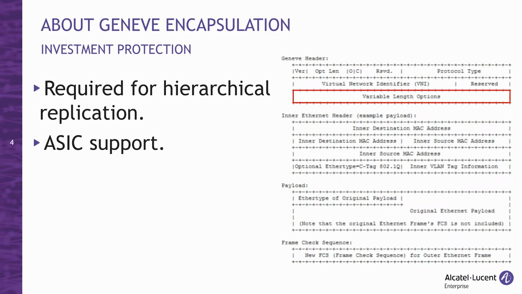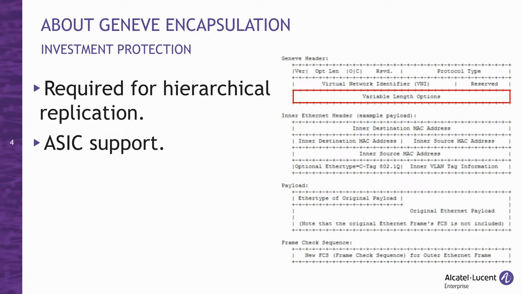So, about the Geneve encapsulation. It's very similar to VXLAN. It supports the same number of VNIs. It also runs on top of UDP. The main difference is that it includes an extra field for variable length options. And these options could be used for some use cases such as service function chaining, OAM, telemetry, etc. But to my knowledge, these functions have not been implemented on any shipping product as of today.